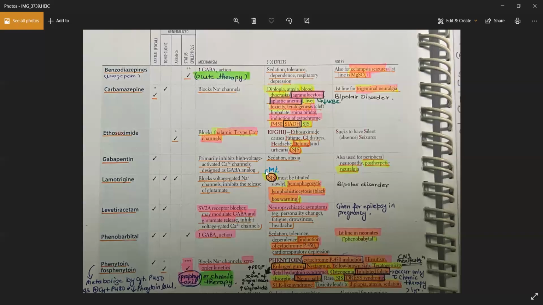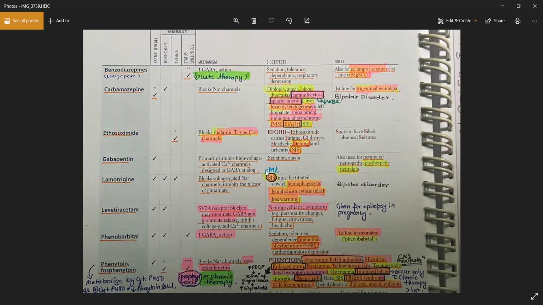What other drugs can cause the Stevens-Johnson syndrome? Vancomycin. Vancomycin can cause the Stevens-Johnson syndrome? I don't think so. The sulfonamides, lamotrigine, allopurinol, phenytoin. Remember? SLAP. So these are the four most common drugs that can cause a Stevens-Johnson.